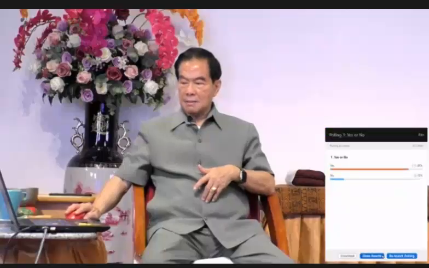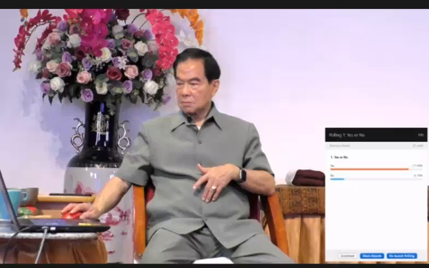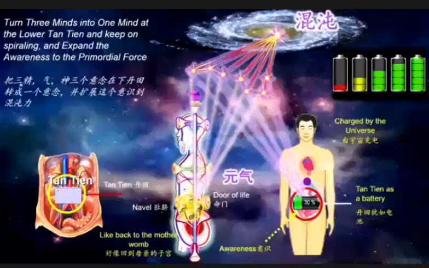charging the dantian with the charger. You charge the battery in the universe. Okay, you charge the battery.